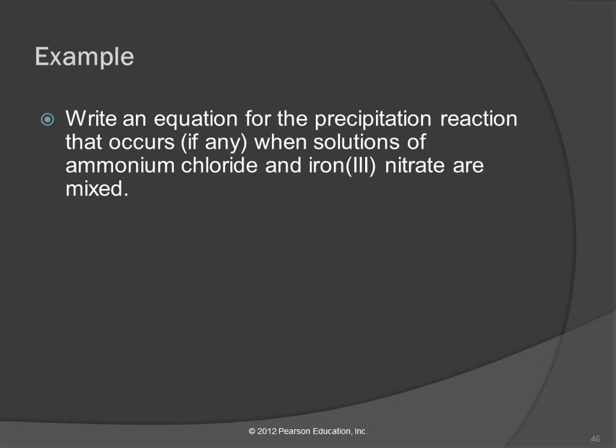So ammonium chloride, what's the formula for ammonium ion? NH4 plus. And chloride is Cl minus. And then we have iron 3. Iron 3 is Fe3 plus. And then nitrate is one of those polyatomic ions, NO3 with a -1 charge.